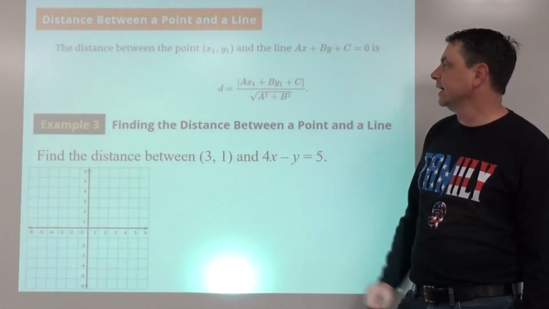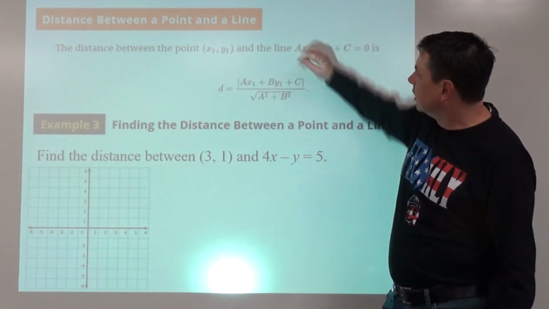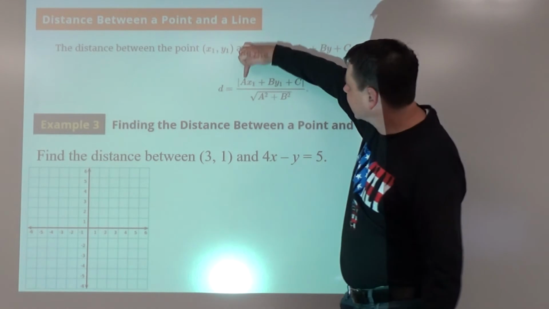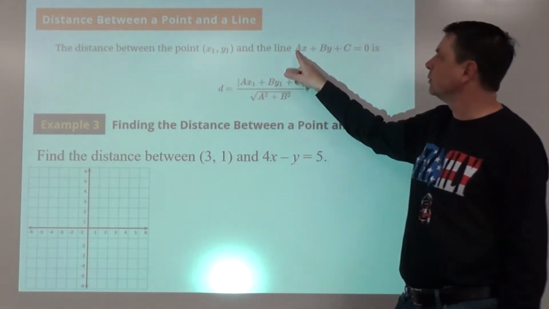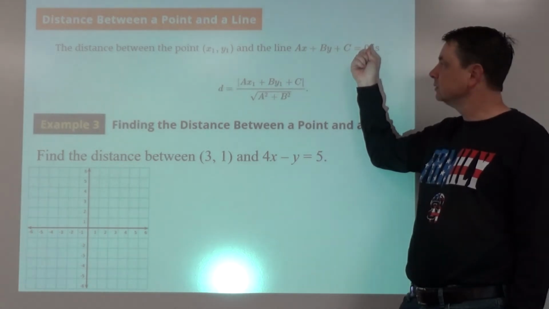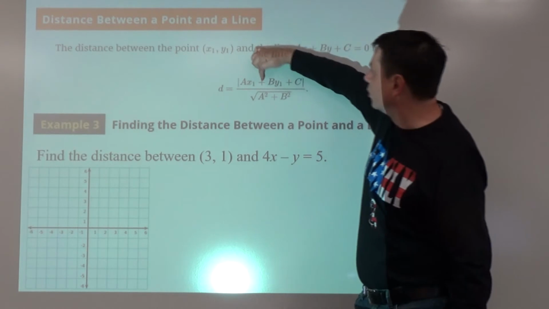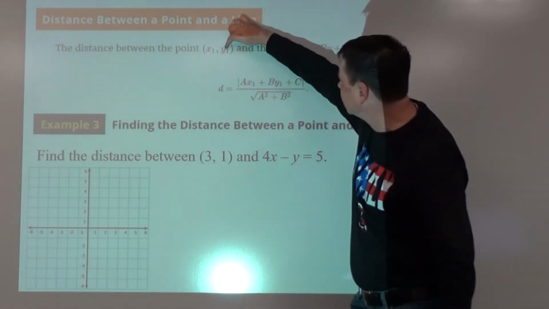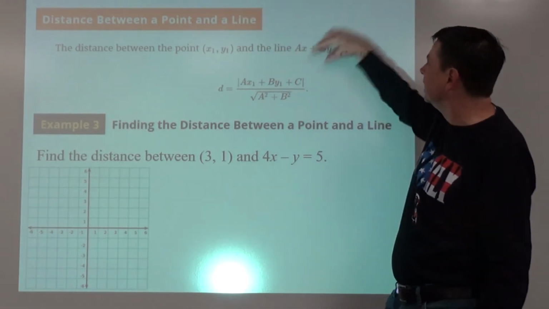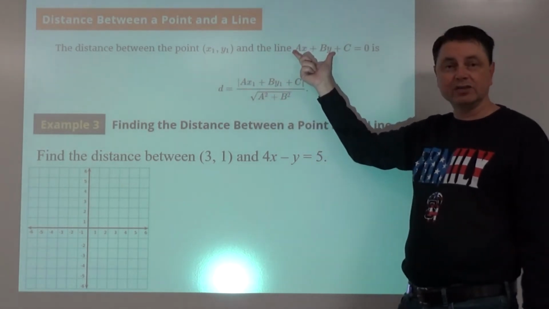And we can calculate that distance by taking the absolute value of a times, and a comes from the equation of the line when it's equal to 0, a times the x coordinate of the point plus b times the y coordinate of the point plus c, absolute value, divided by the square root of a squared plus b squared.